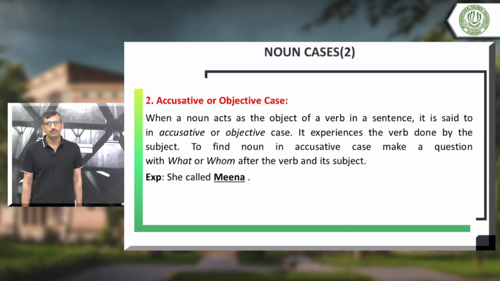The second case is accusative or objective case. In this, a noun acts as the object of a verb in a sentence. Therefore, it is said to be accusative or objective case. It experiences the verb done by the subject. To find a noun in accusative case, we make a question with what or whom, like she called Meena. So, Meena is in the accusative or objective case in this sentence.